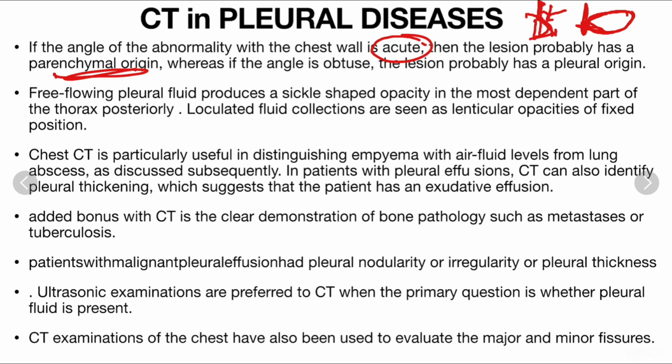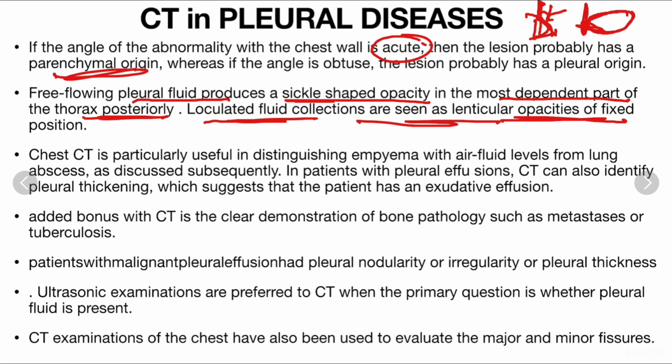Then they are talking about free flowing pleural fluid, which produces a sickle shape opacity in the most dependent part of the thorax posteriorly. We used to do CT in the lying position, and fluid used to accumulate in the posterior part and produce a sickle shape opacity. Loculated fluid collections are seen as lenticular opacity in a fixed position. So the loculated effusion used to appear in a fixed position.